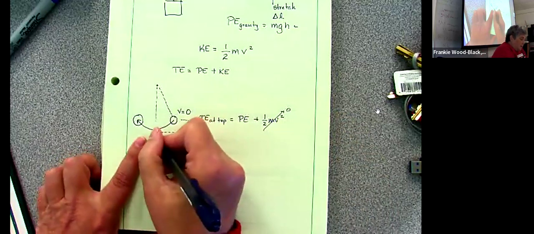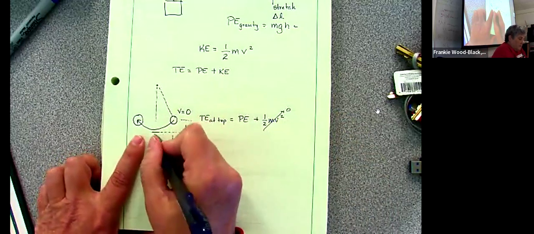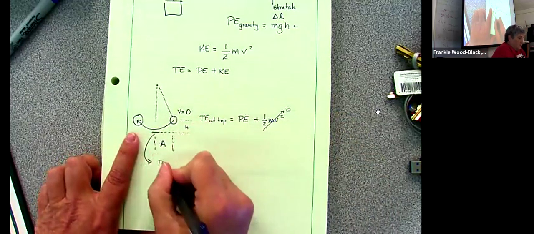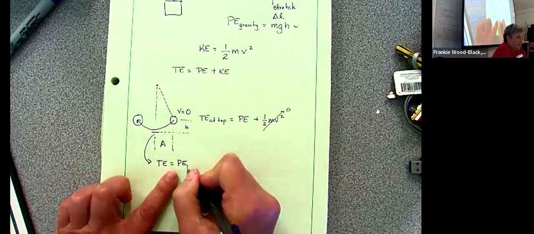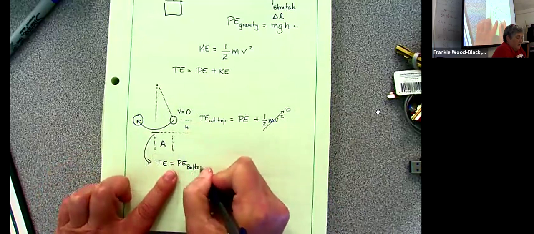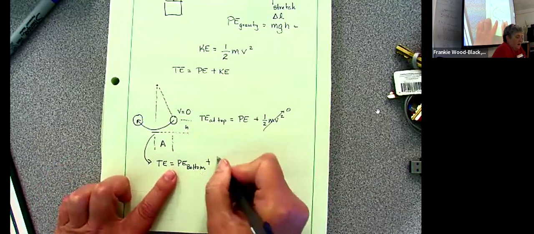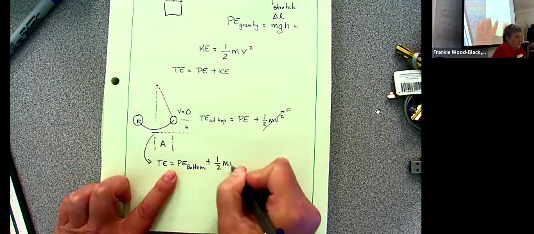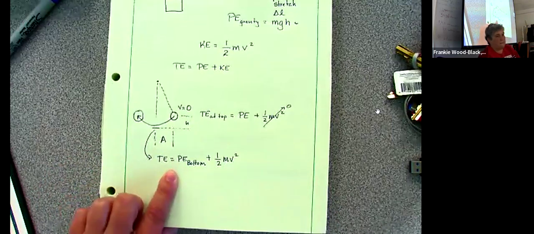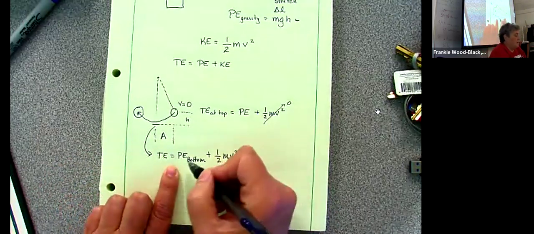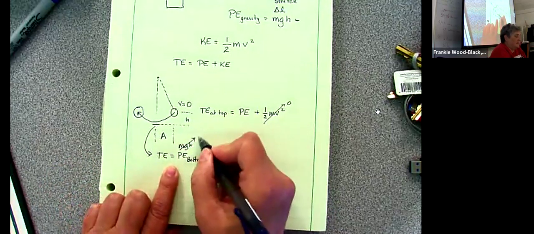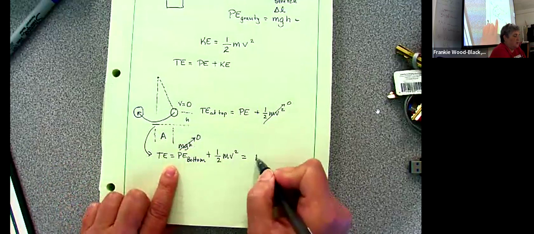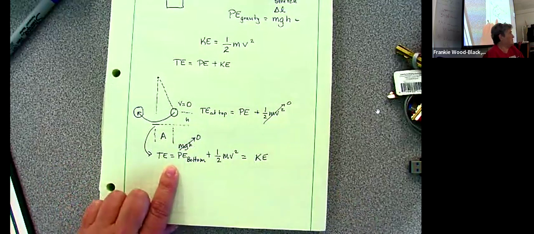Now at the bottom here, my total energy is going to equal my potential energy at the top or at the bottom, and it's going to equal my kinetic energy. But at the bottom, if this is mgh for my system, that's equal to 0. So my total energy at the bottom is only equal to my kinetic energy.